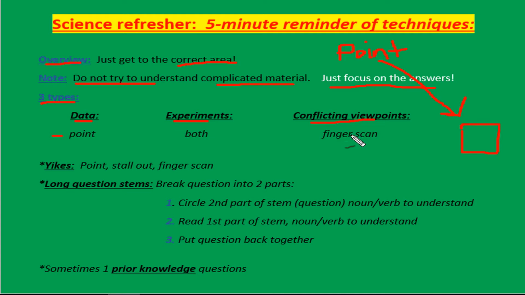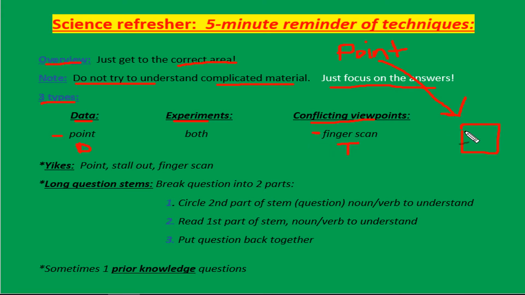When we see conflicting viewpoints, this is going to be all text. So what do we do when we see text? We finger scan. All right. When you see data, simply point. When you see text, simply finger scan.